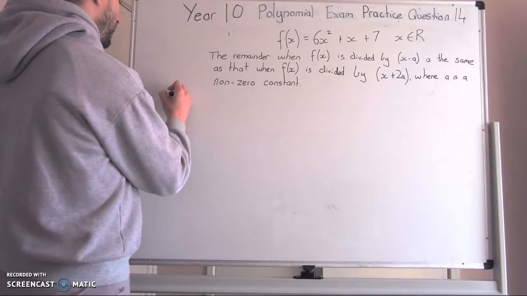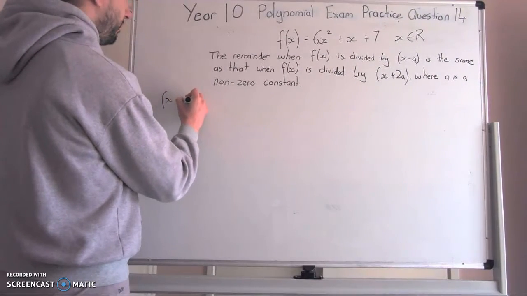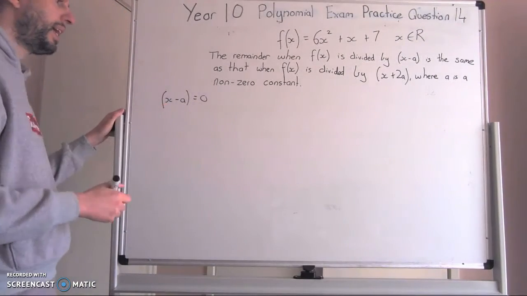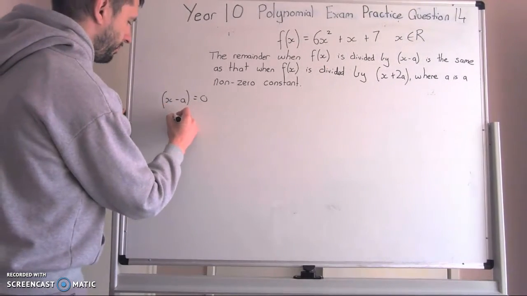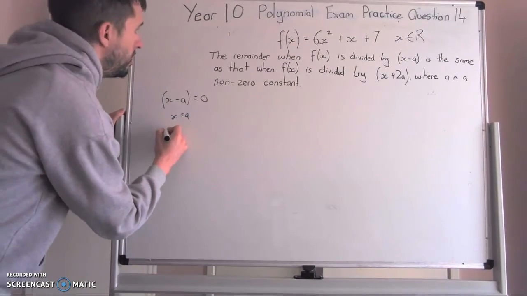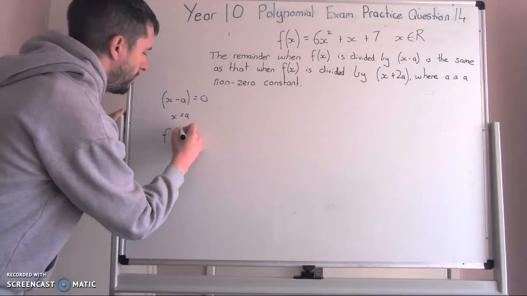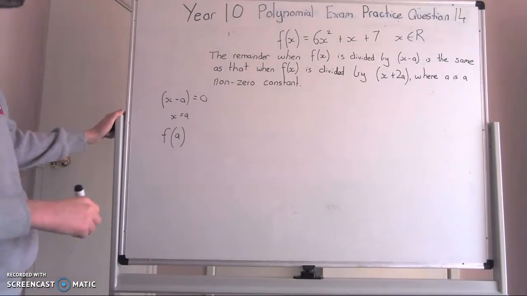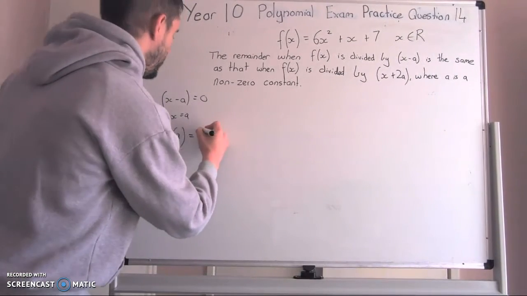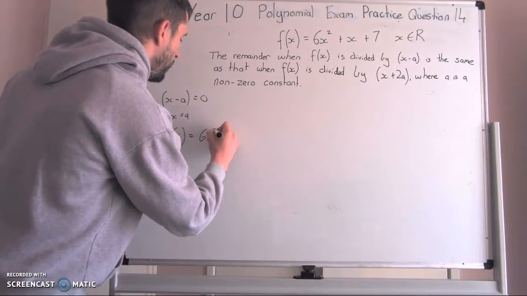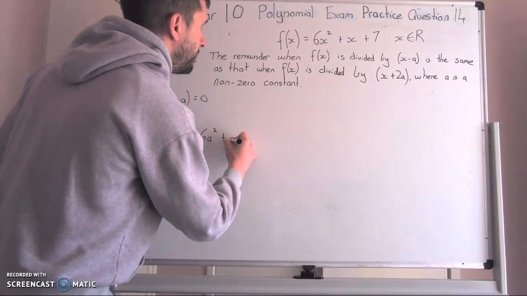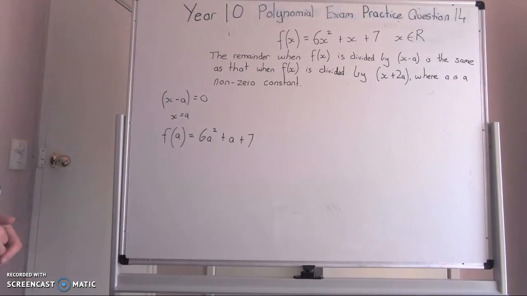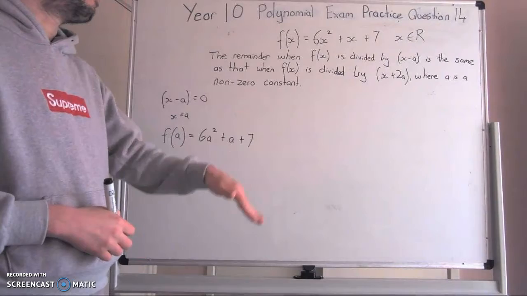If I've got x minus a and it needs to equal 0, then x must be a. So I'm going to do f, and I'm going to substitute a in wherever I have an x. So for instance, I've got 6x squared, so this will be 6a squared, plus a plus 7. And this will give me a remainder.